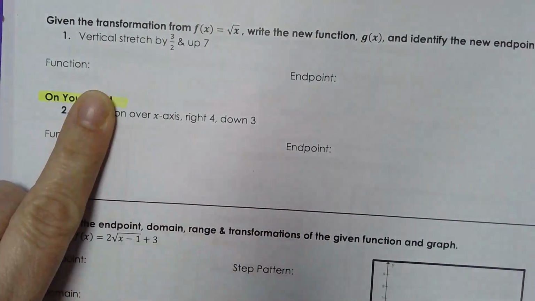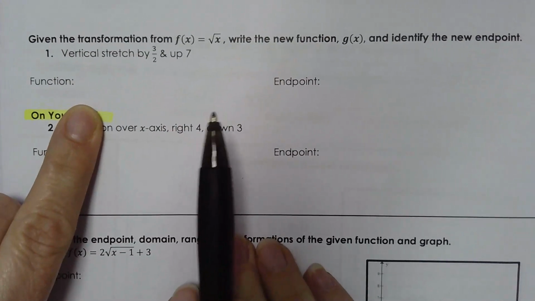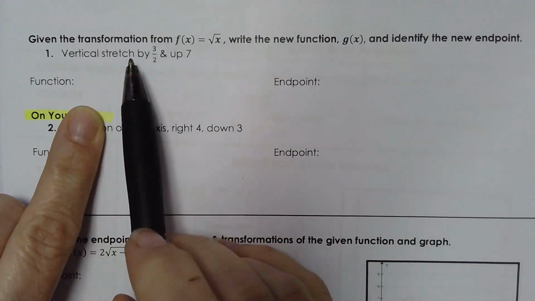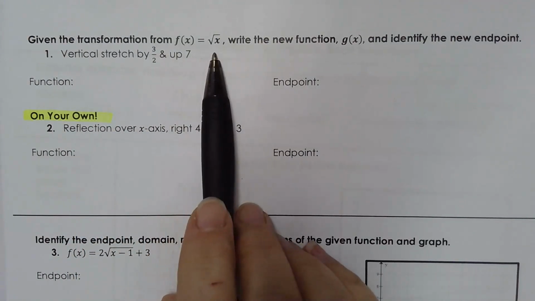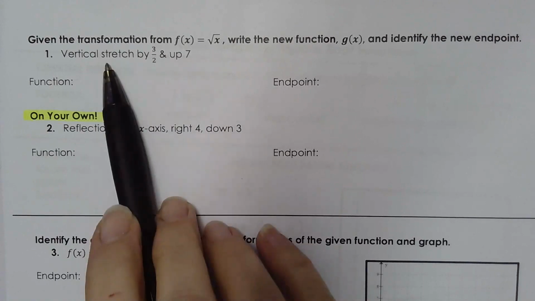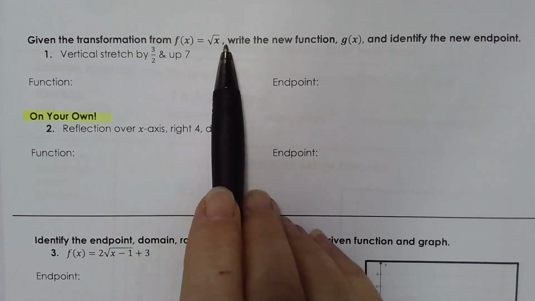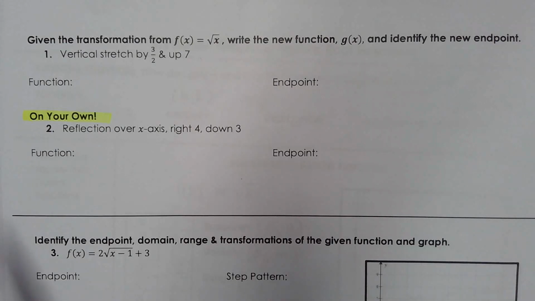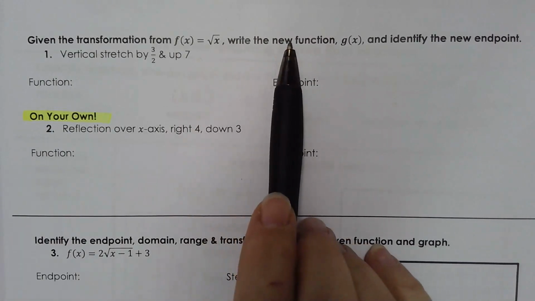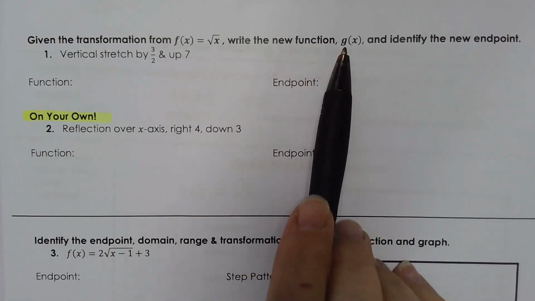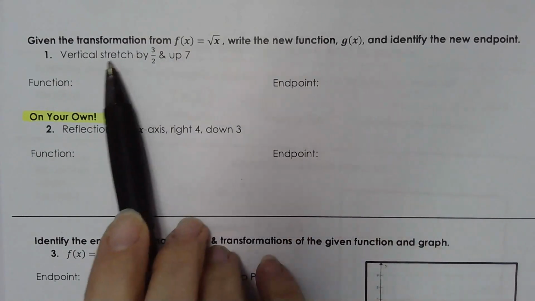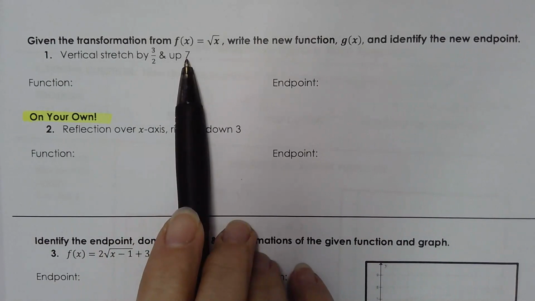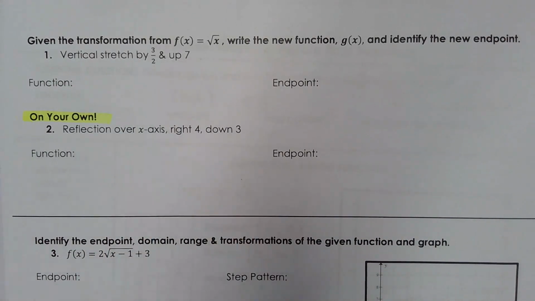One type of problem that you'll have on your assignment is you'll be given transformations with words compared to the original f of x equals square root of x function. Here it says write the new function that's transformed as g of x and identify the new endpoint. So I need to translate these descriptions into which variables they are for your transformation equation.